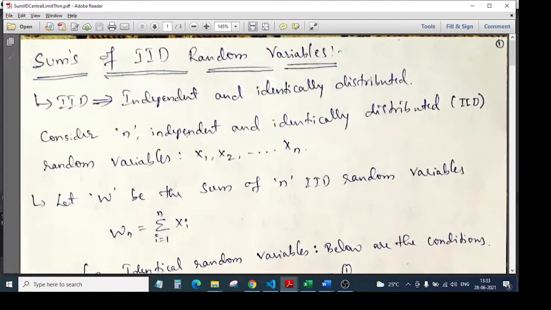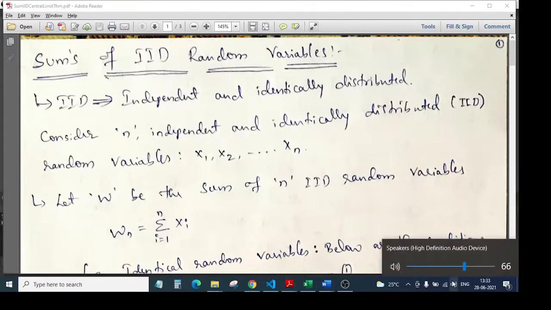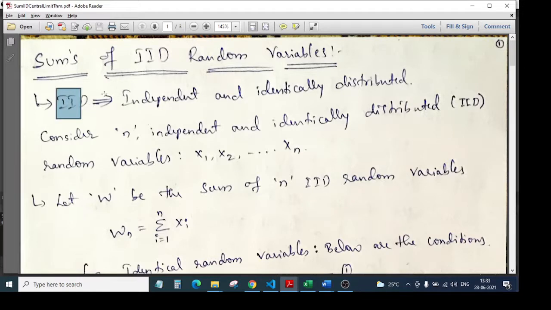So today we'll go ahead with a new topic, that is the sum of IID random variables. Moving ahead from the previous classes, we'll try to understand the next very important topic, that is the sum of IID random variables. The meaning of IID is nothing but independent and identically distributed random variables.